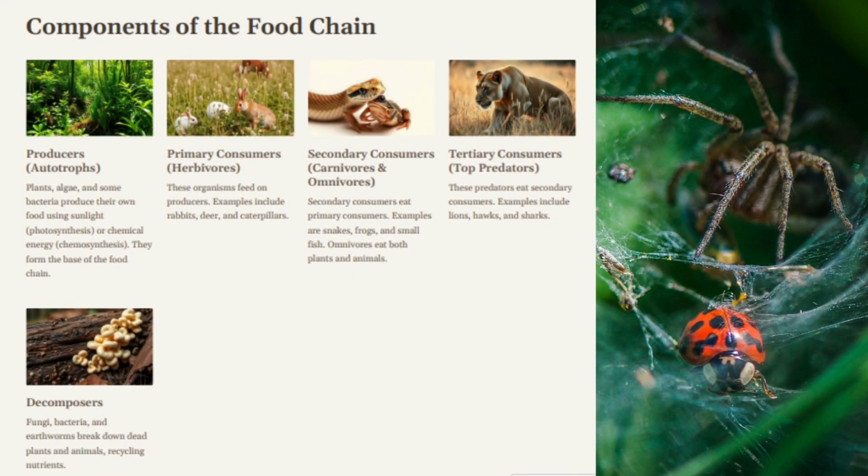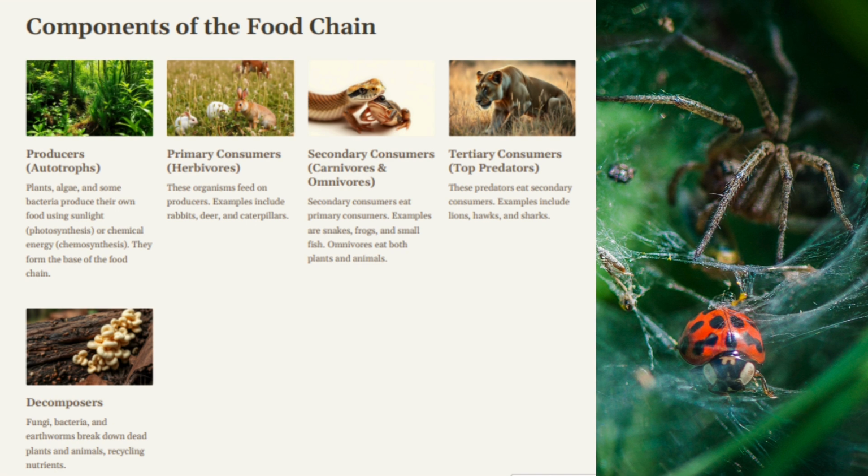Alright, so we have here the components of the food chain. So, we have the producers or the autotrophs. So, plants, algae, and some bacteria produce their own food using sunlight or photosynthesis or chemical energy like chemosynthesis. They form the base of the food chain. So, actually sa kanila, nagsa-start yung food chain.